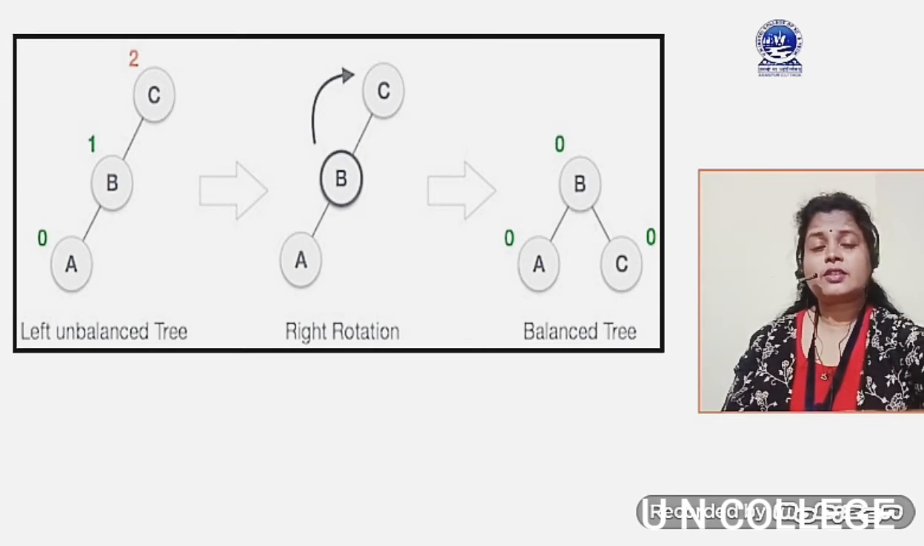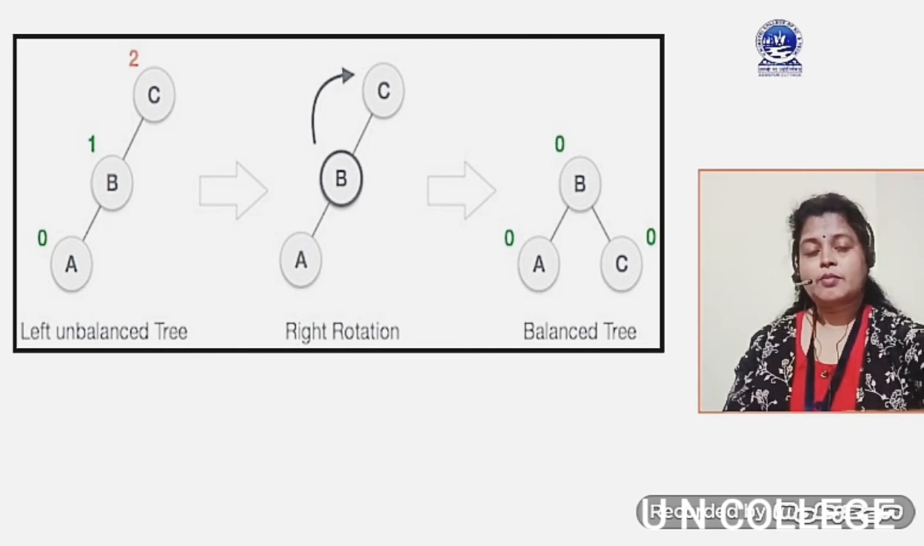Here we will simply place B as the root and we will place C as the right child and A as usual as the left child. In this way, we have converted the unbalanced tree into the balanced tree by implementing LL rotation.